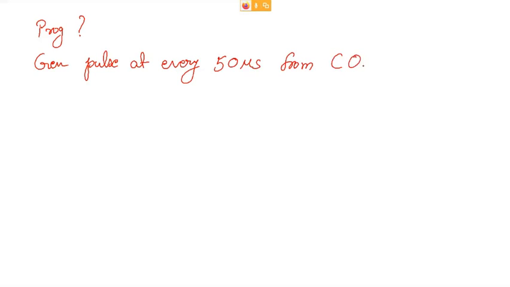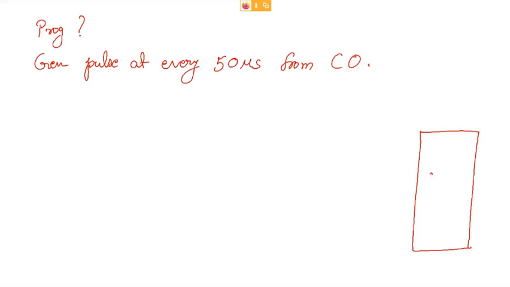Program to generate a pulse at every 50 microsecond from counter 0. Counter 0. Okay. And the circuit is this one.